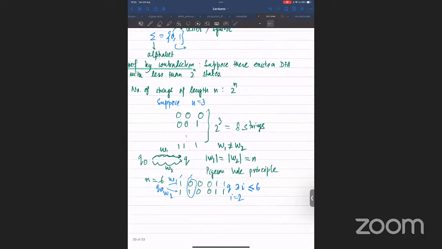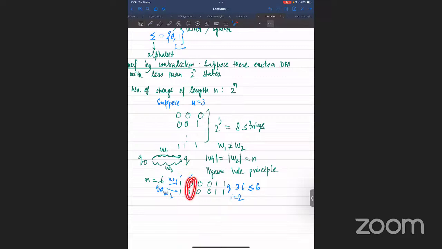For example, here my n is equal to 6. So 1, 2, 3, 4, 5, 6. So this is also accepted. Both of them are accepted, right? I mean, both of them are accepted by this DFA.